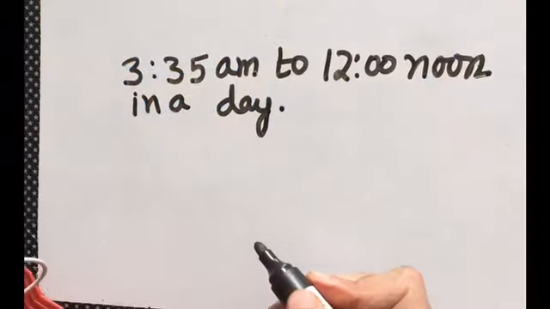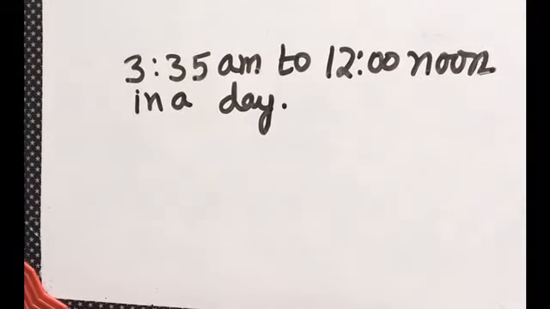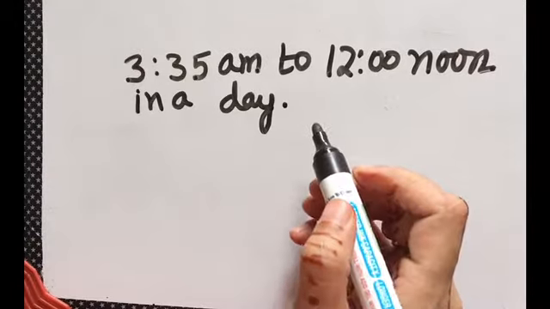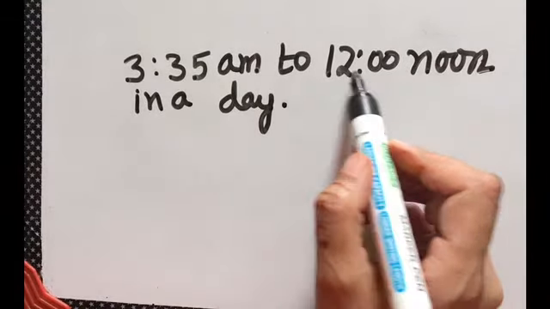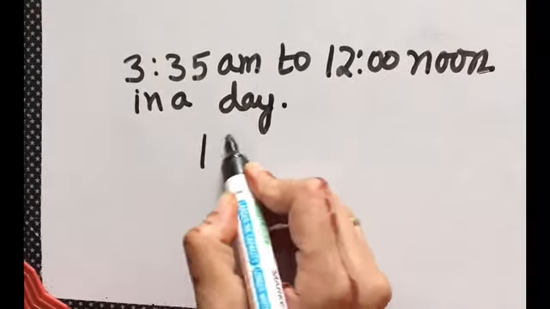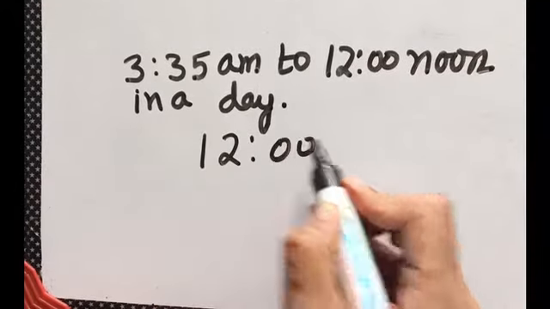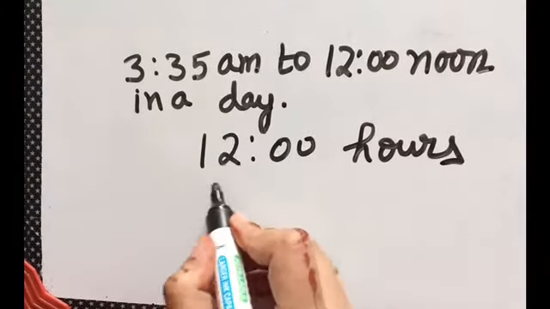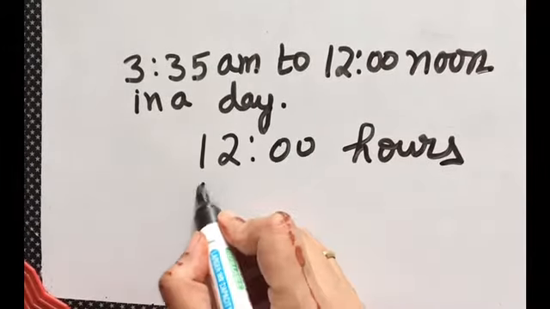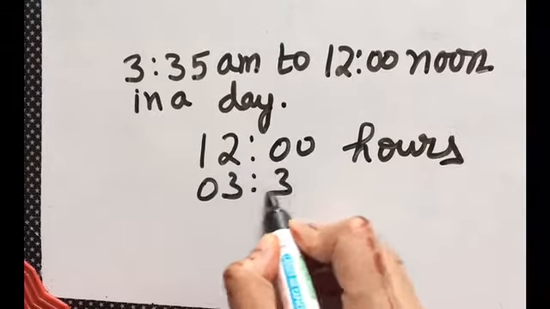Let's take up one more question. In this you have 3:35 a.m. to 12 noon. So first you will have to convert them in 24-hour time. So 12 noon will be 12:00 hours, and this 3:35 a.m., there will be no change, so it will be 03:35 hours.